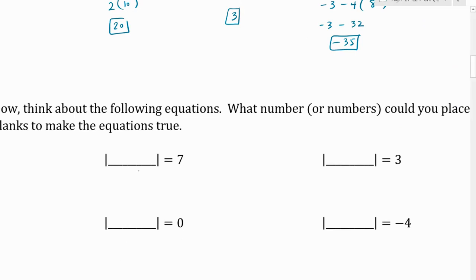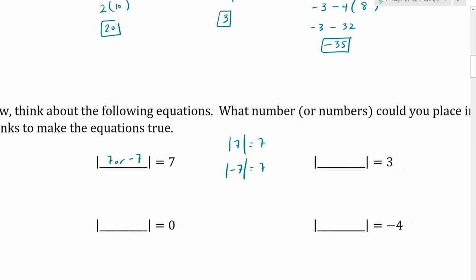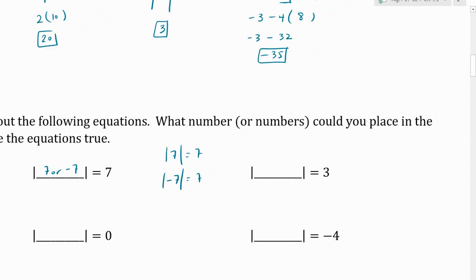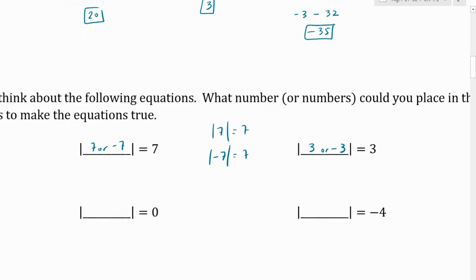What could I take the absolute value of and get a 7? Well, definitely just 7. But there's something else. If I put a -7 in there, the absolute value is also 7. So there's two different things that could have filled in that blank and made it true, either a 7 or a -7. Same thing here. What can I take the absolute value of and get 3? Well, the absolute value of 3 is definitely 3, but the absolute value of -3 is also 3.